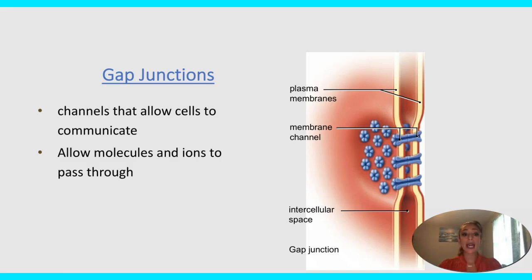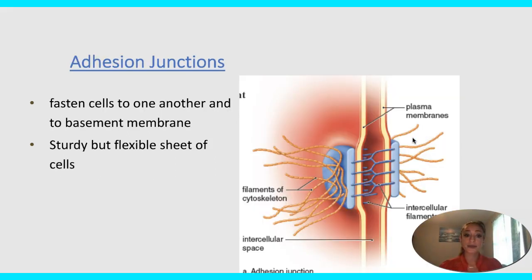They're going to allow the cells to communicate amongst each other, and you can see right here in this channel protein, this gap junction, there's a gap in between the cell plasma membranes, but there are channels that actually allow them to communicate and transport molecules, ions, or other substances through as needed.